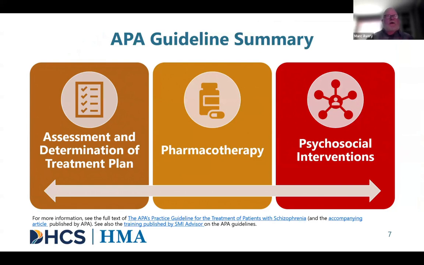So as I mentioned before, the APA guidelines are divided up into 3 main categories or buckets of work. The first is starting with an assessment and determination of a treatment plan, and I might say starting with a comprehensive assessment. The second bucket that they look at when considering treatment recommendations is pharmacotherapy, medications or physical treatments. Anything that's not related to those falls into what the APA views in the third bucket as psychosocial interventions.